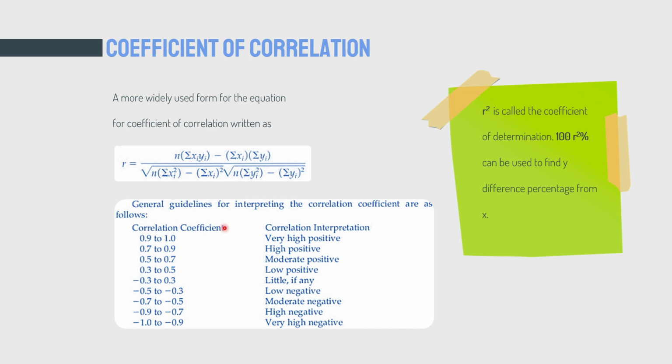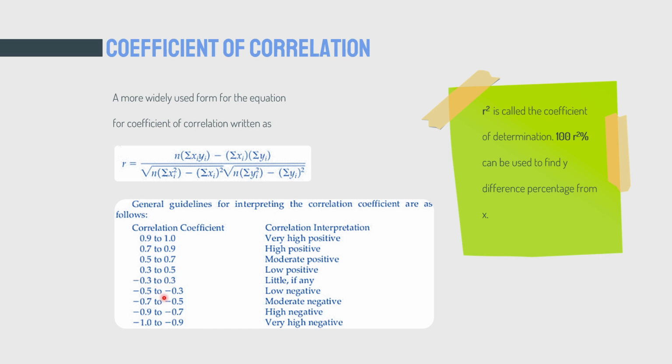Now, if the correlation coefficient is 0.9 to 1, that means it's a very high positive relation between those two variables that you're studying. Now, 0.7 to 0.9, it's a high positive, like a very good relation between these two variables. 0.5 to 0.7, moderate, maybe medium positive relation. 0.3 to 0.5, low relation. Minus 0.3 to 0.3, little if any. So most likely this is a gray area that you would ignore. Don't rely on that being a correlation.